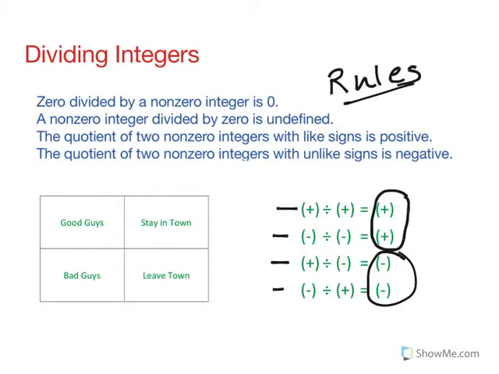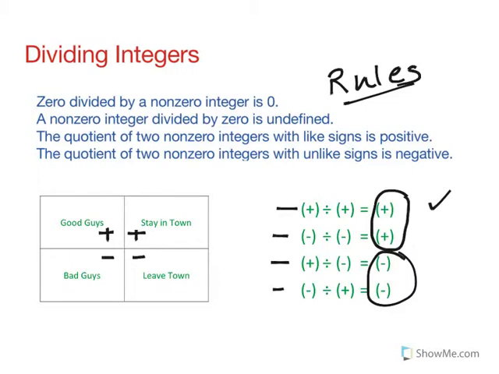All right, so here's the good guys and bad guys. Again, I did this with multiplying integers. We will assign a sign to each of these. Good guys, you would say, is positive, and the bad guys we're going to call negative. Staying in town is a positive thing, just because it's kind of a direction, and leaving town would be negative, a direction again. So if the good guys stay in town, that's a good thing. So positive divided by a positive is a positive.